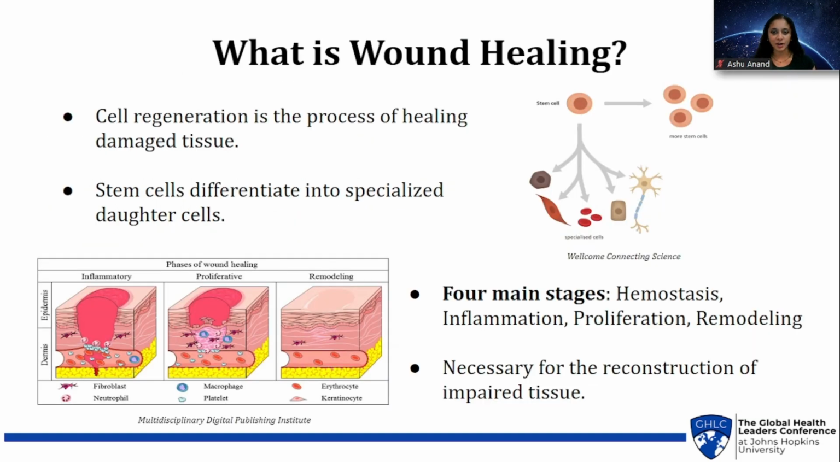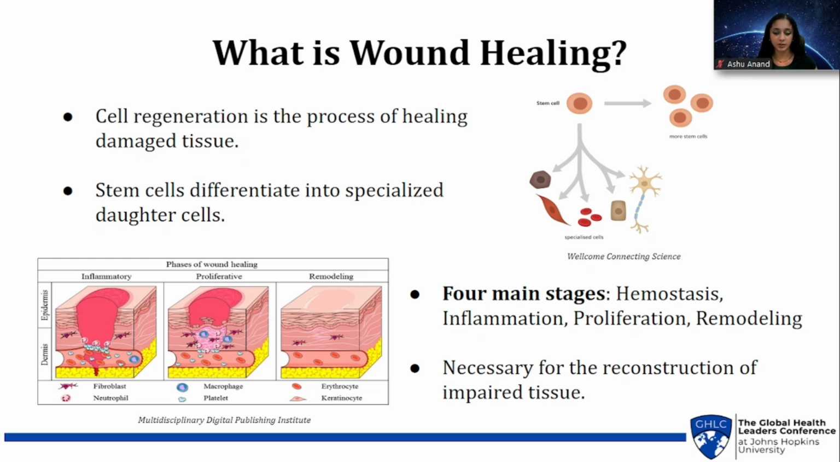Okay, so let's get started with the very basics. What is wound healing? Cell regeneration is a primary process in wound healing, and it involves the healing of damaged tissue, so the replacement of tissue that's impaired after an injury. In this diagram to the right, you have a specialized stem cell which can differentiate itself into a specific type of cell. Now, these specific cells can integrate themselves into that injured tissue and replace that injured tissue.